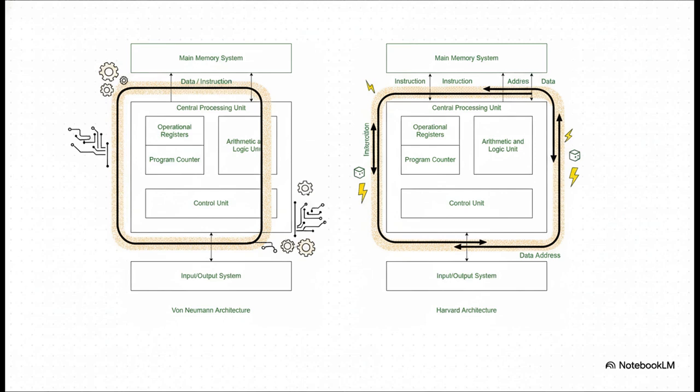On the left, we've got our familiar von Neumann architecture. See that single, shared path between the CPU and the memory? Now look over to the right, at the Harvard architecture. The key difference is staring you right in the face. Harvard has two separate paths. One is just for instructions, and the other is just for data.